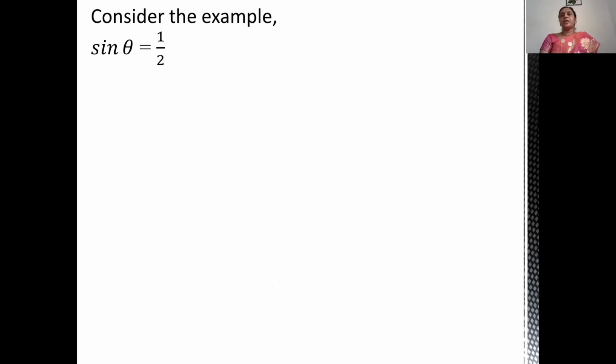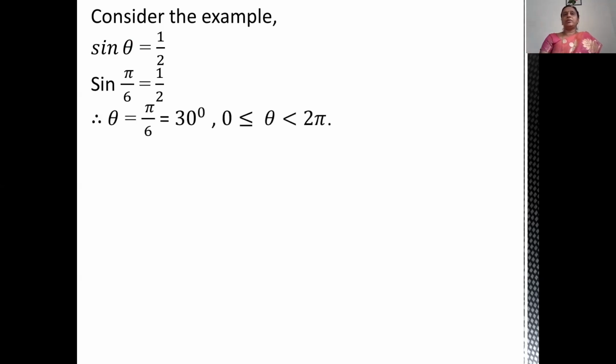Consider the example again. How do we get more than one value? I have told you that trigonometric functions are periodic functions and we get more than one solution. What is the way to find more than one solution? Let's consider an example. See, sin theta is equal to half. As from the table 0 to 360, sin pi by 6 is equal to half. Comparing these two equations, we get theta is equal to pi by 6. Obviously, it is 30 degree, and this 30 degree lies in the interval 0 to 2 pi.